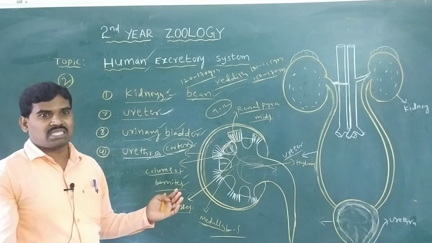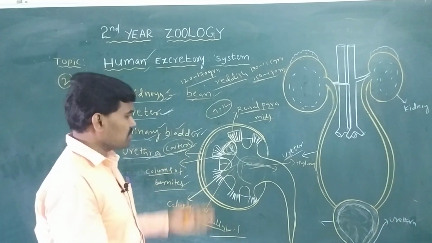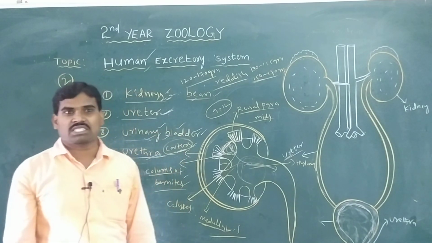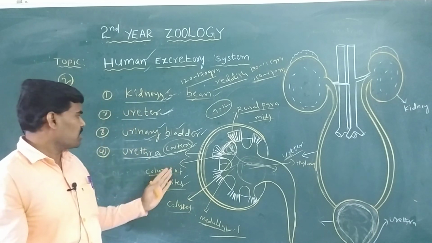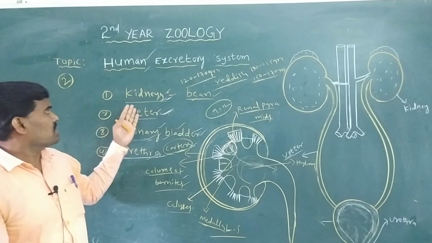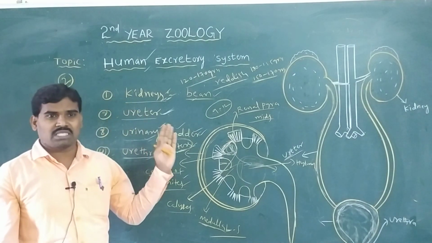So human excretory system, many times it has been given in the examination. First kidneys, ureters, urinary bladder, urethra. So these are the following parts, the 4 parts and sections.